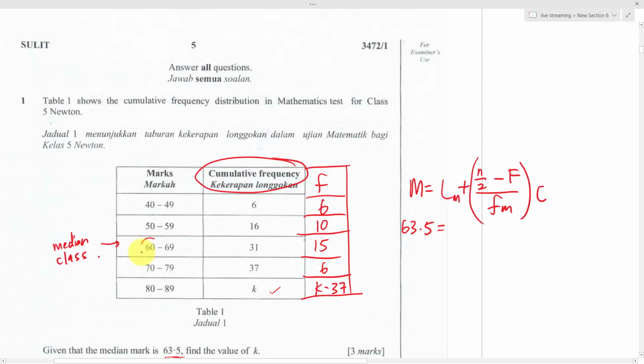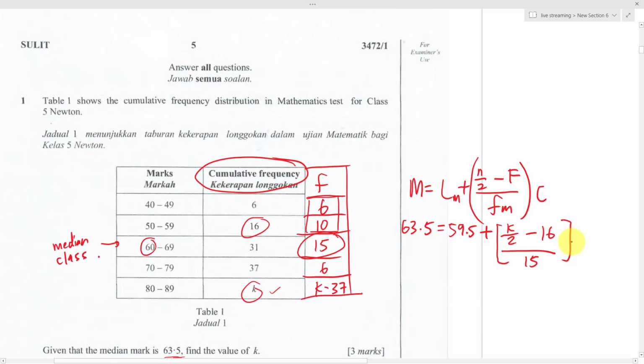Then I want to find the lower boundary. Lower boundary is 60 plus 59 divided by 2, which is 59.5. Plus n over 2. The n here is my total frequency, which basically is k. They already added it for me, right? So it's k over 2. Minus the cumulative frequency before the median class. If this is the median class, the cumulative frequency before it will be both of these, or you can straight away take the 16. So minus 16, over the frequency of the median class, which is 15, and multiply by the class size.